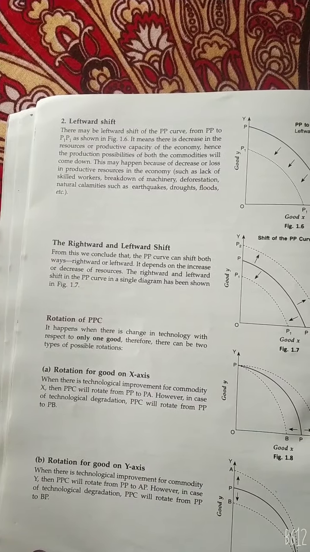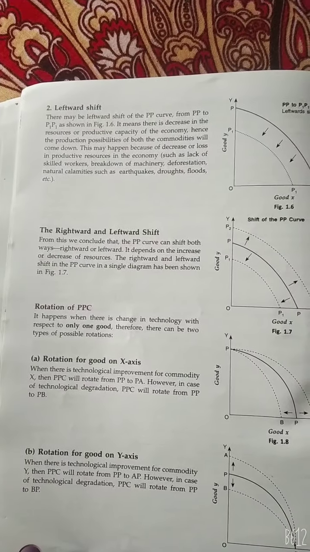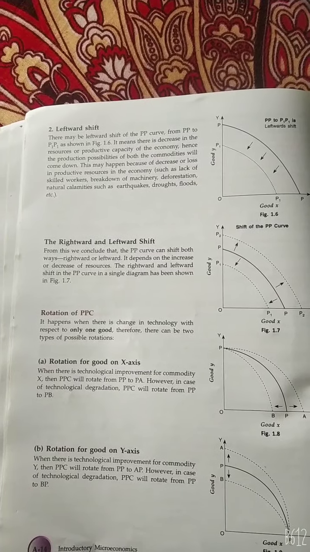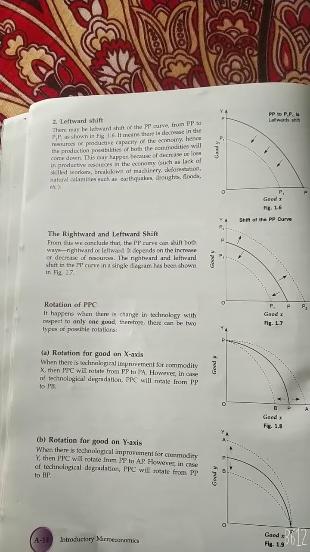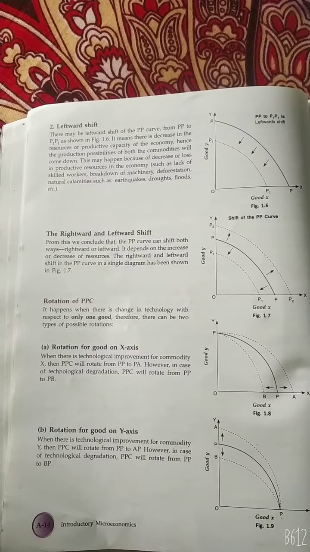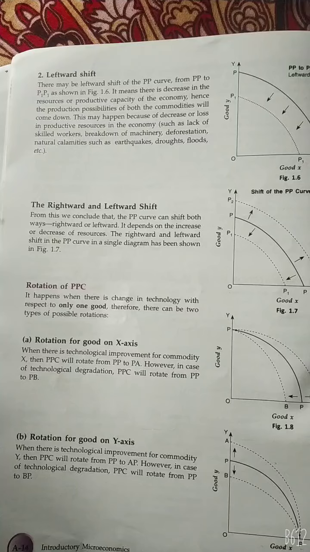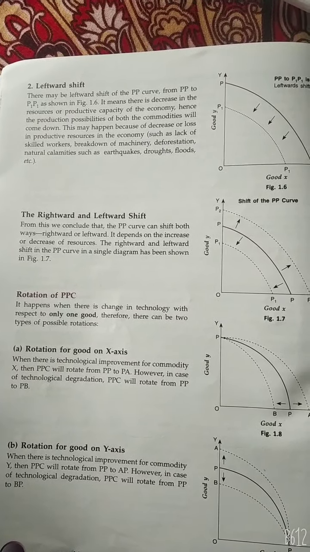Next, rotation from the good on the y-axis: when there is technology improvement of commodity Y, then the PPC will rotate from PP to AP. However, in case of technology degradation, PP will rotate from PP to BP. This is the rotation and shift of the production possibility curve. Thank you.